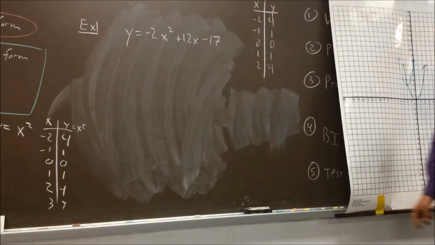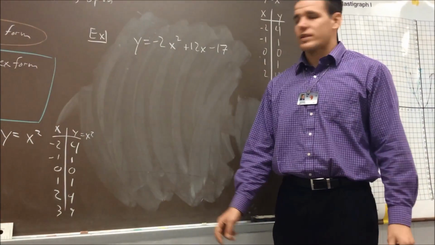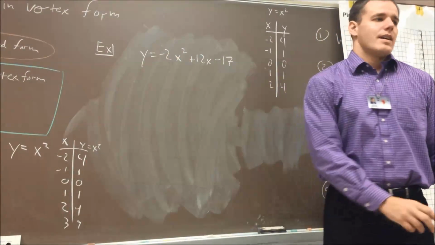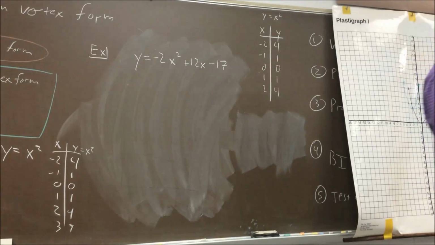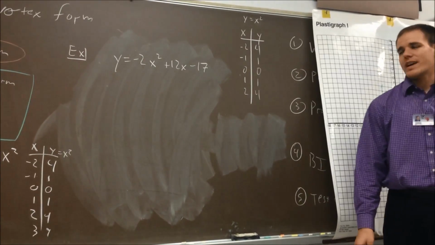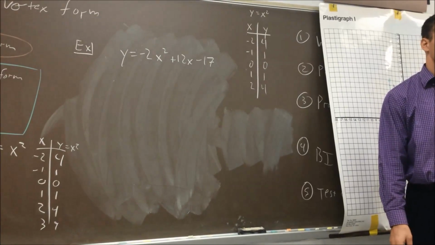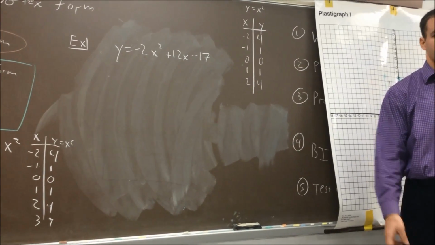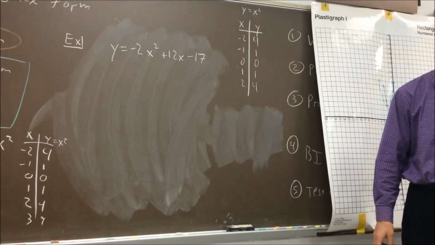Another example here. Last one was pretty simple because we didn't have an a value in front. This time we got a -2 in front. Oh crap. So we got to deal with that somehow. Suggestions? Any suggestions? Yes, sir. Divide by -2. We're going to divide by -2.